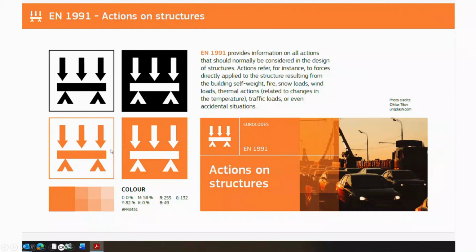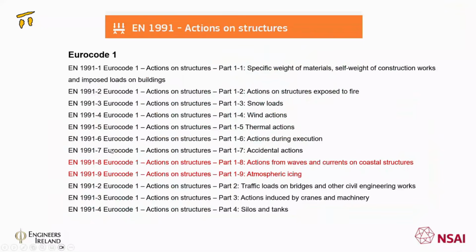And this is Eurocode 1. This is all the parts. Eurocode 1 has 12 parts. Parts 1 to 9 are general actions and structures, and then there's part 2, which is traffic loads and bridges. There's part 3, which is actions induced by cranes and machinery, and there's part 4, which is silos and tanks.